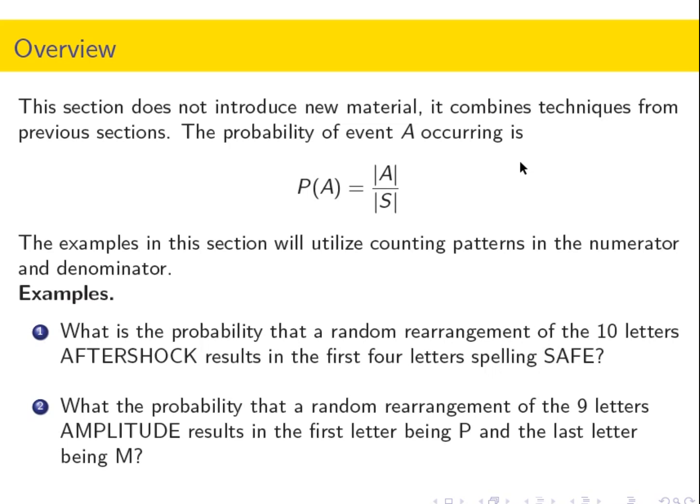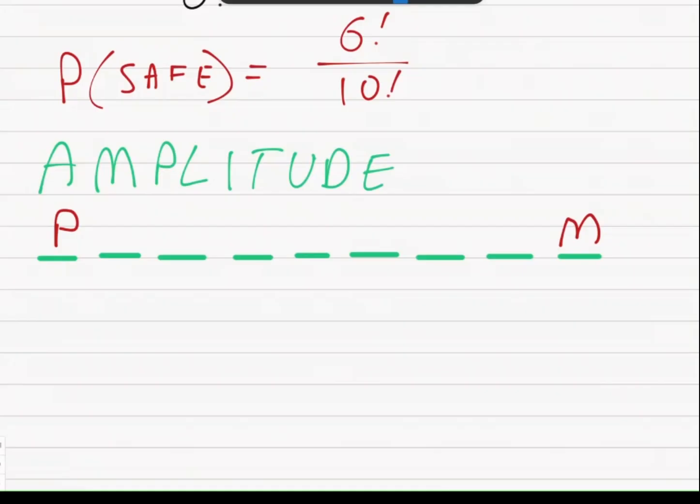What if we have the 9 letters in the word amplitude and we rearrange them? What's the probability that the first letter will be a P and the last letter will be an M? So here's the situation with 9 letters. Again, you can just set up the restrictions, right? Put P in the first slot and M in the last slot. There's just exactly one way to do that. The question is, how many ways are there to rearrange the following letters?